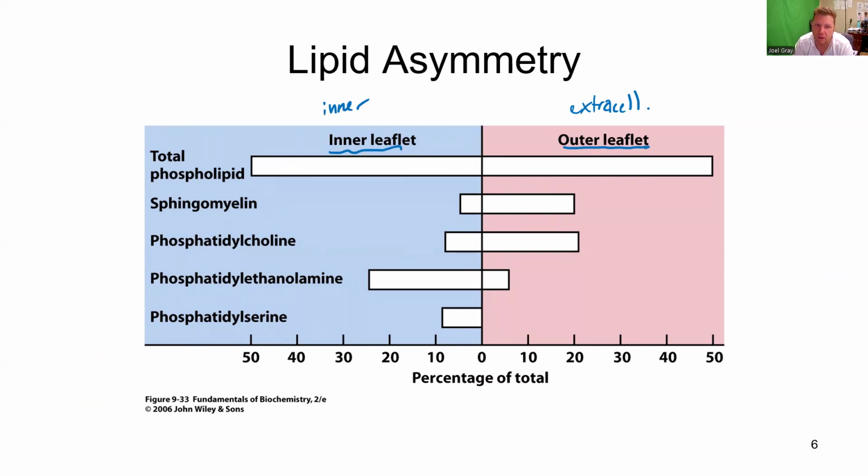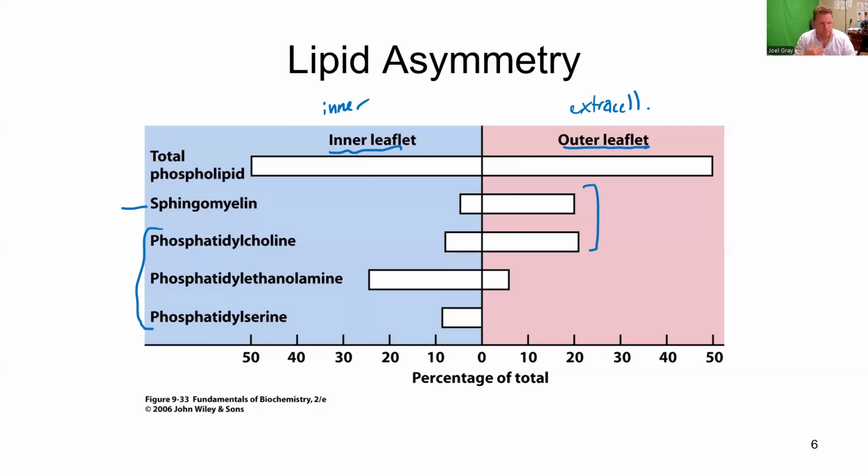Now, we have a couple of different major molecules. Sphingomyelin, phosphatidylcholine, phosphatidylethanolamine, phosphatidylserine. These are all glycerophospholipids. Sphingomyelin is a sphingolipid. What we've got is these two, sphingomyelin and phosphatidylcholine, that are found on both sides of the membrane, but in particular, there's a greater percentage of them found on the extracellular or on the outer leaflet. So they are kind of used for communication. Whereas phosphatidylethanolamine and phosphatidylserine, those are more likely going to be found on the inner leaflet.